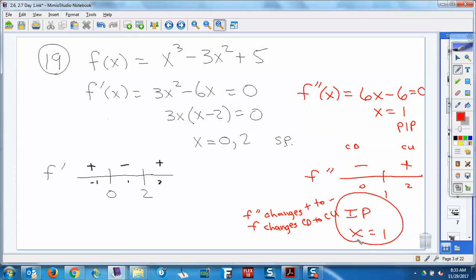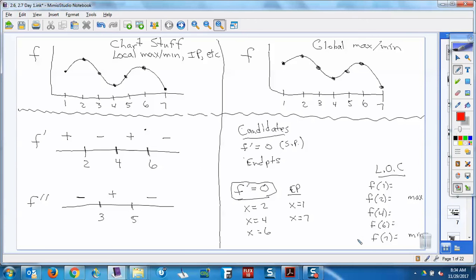So we do have an inflection point at x equals 1. Okay? All right, so the number line for f prime tells you increasing, decreasing, local max, local min. The number line for f double prime tells you concavity and inflection points. There it is. That's all the chart stuff. That's what a problem would look like doing chart stuff. So that's this side over here.